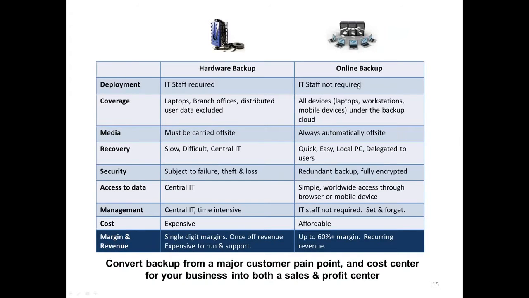And I won't dwell too much on this slide. I think most people are probably familiar with the problems with tape, but just comparing tape and disk backup to online backup. Deployment is often a problem with hardware-based backup, whereas with online backup, it's just software which is deployed over the network. Coverage is always an issue with hardware and tape-based backup. By their nature, they can't back up laptops and branch offices and distributed data because those things are not connected to the LAN. Whereas with online backup, every device is connected to the cloud. So every device is under the backup cloud and can be protected.